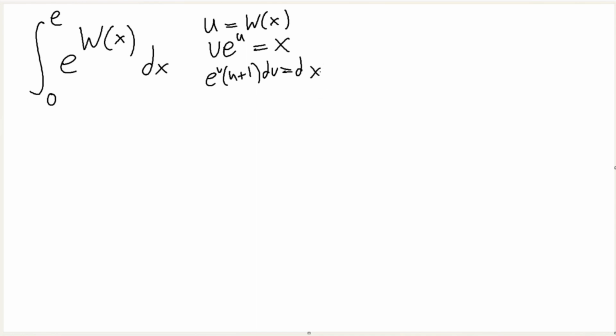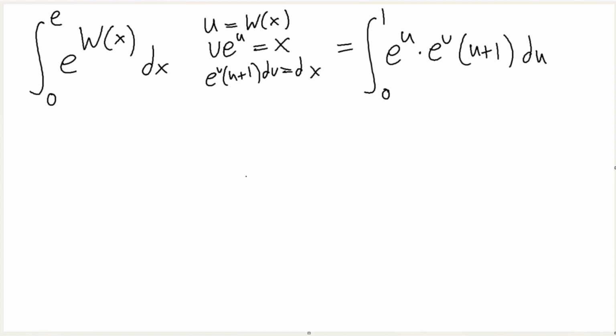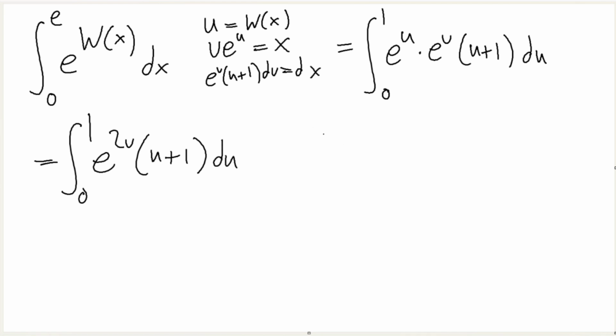Okay? And now we can go ahead. Let's see, plugging in e here makes this 1, so u is equal to 1. Plugging in 0, well, we need u to be 0 for that to work. So now we have from 0 to 1, e to the u, and then our dx is e to the u times u plus 1 du. It works out very nicely. So this is e to the 2u times u plus 1 du. So now it's just integration by parts.